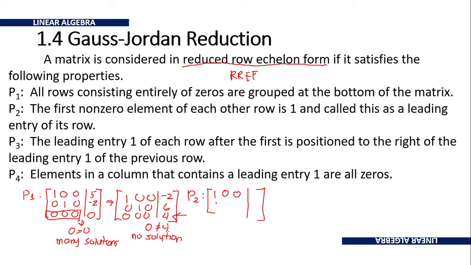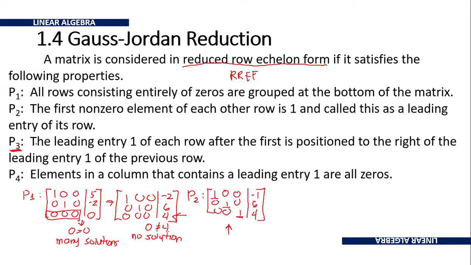Ganito siya: 0, 1, 0, 0, 0, 1. Kunwari, it's negative 1, 6, and 4. Ayan, ito yung mga leading entry niya. So, tuloy tayo sa property 3 para mas maintindihan natin kung bakit ganito. Medyo connected kasi yung property 2 and 3.